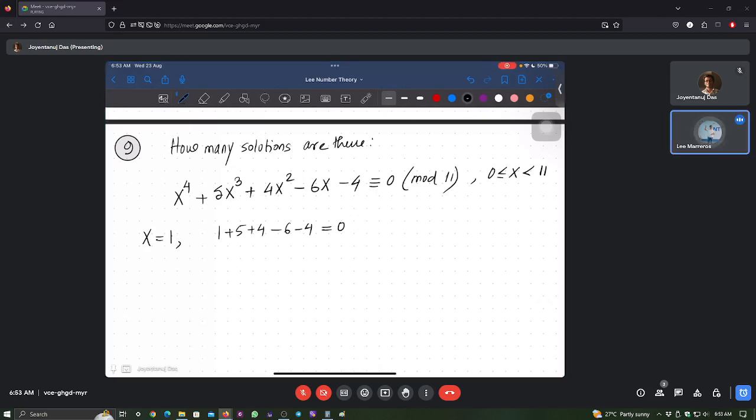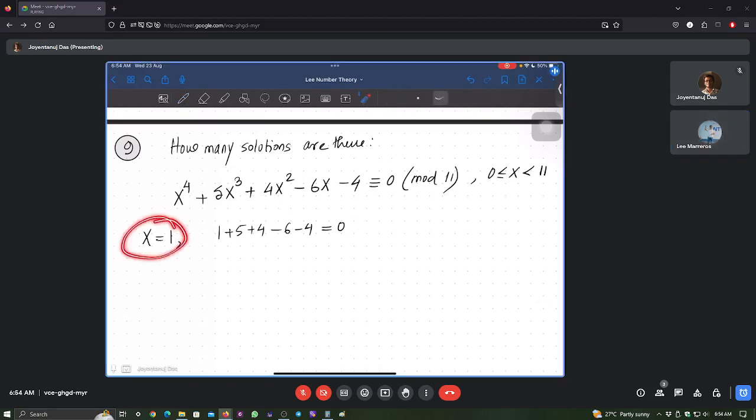Why do you do that? No, the thing is, I just put x equals 1 to check whether 1 is a solution or not. Because x is between 0 and 10, you are guessing. Yes, x is between 0 and 11, less than or equal to 10. So I want to check whether 1 is a solution. Here I can see that x equals 1 satisfies, so 1 will be a root.